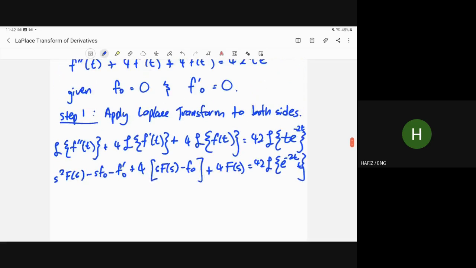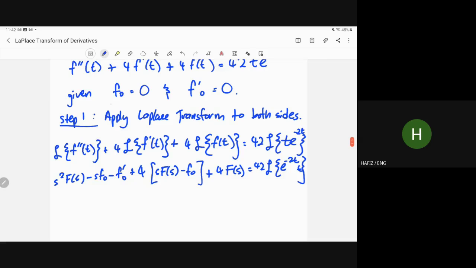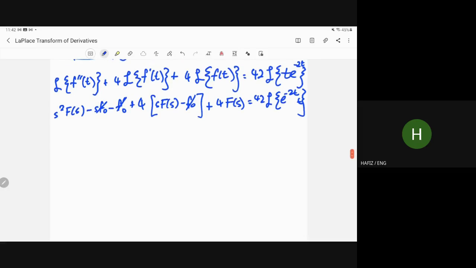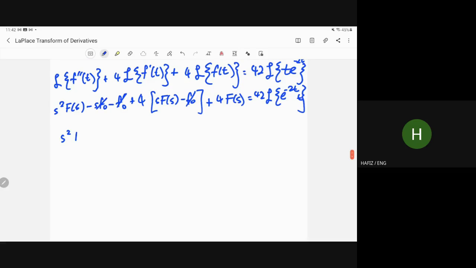This is where the initial condition is very important. If it's 0 like here, then your work is much easier, since you can just cancel these straight away, because these are all 0 values. That will leave you with s squared F(s) plus 4s F(s) plus 4F(s) equals 42.